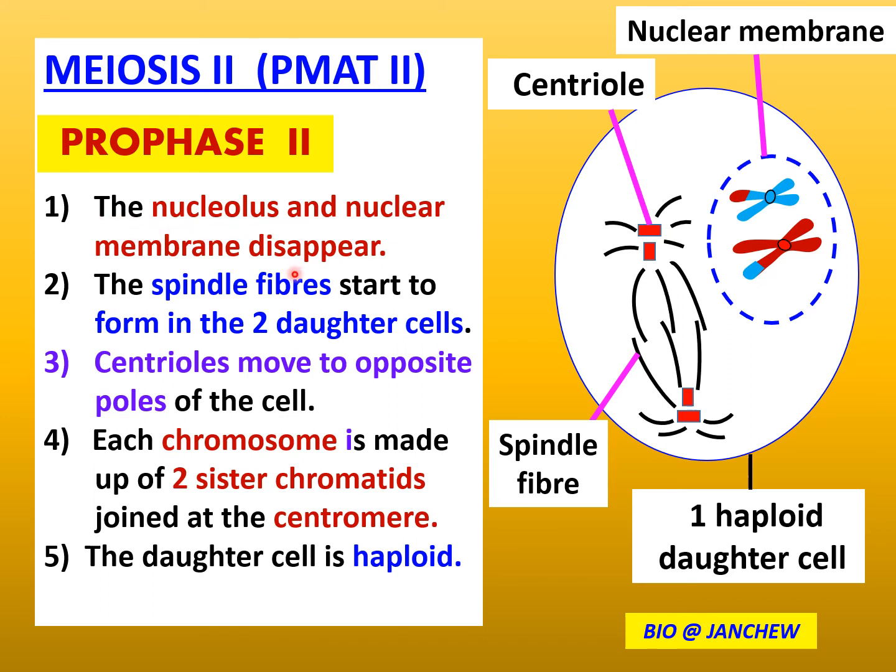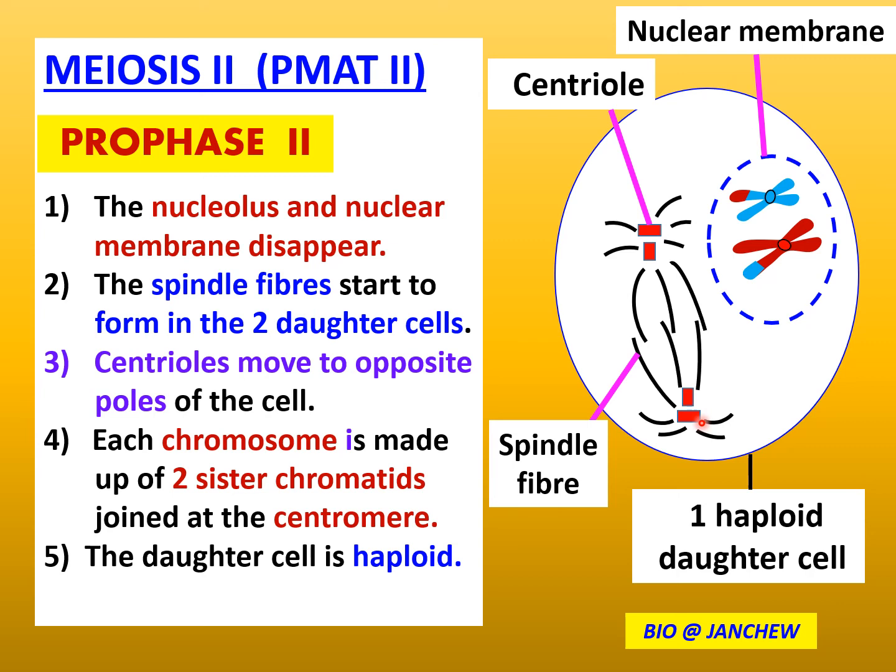The nucleolus and nuclear membrane disappear. Okay, so the nuclear membrane here is disappearing, and the black dot, the nucleolus, also disappears. Spindle fibers start to form in both daughter cells, and it forms in between the centrioles. So the spindle fibers will take part in the nuclear division later on to separate the sister chromatids. Centrioles move to opposite poles of the cell.